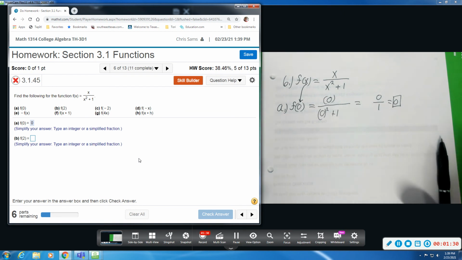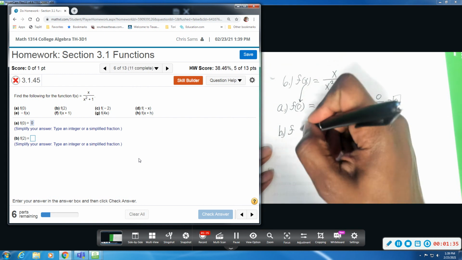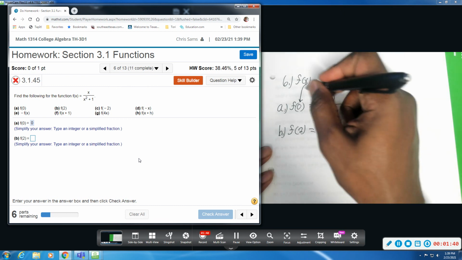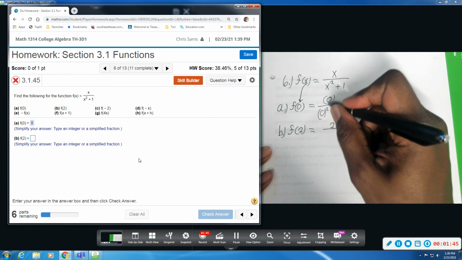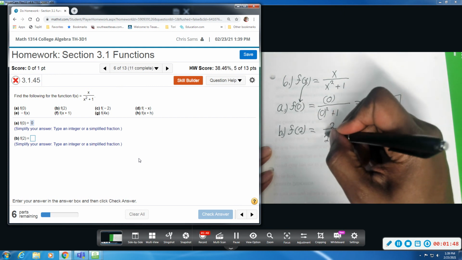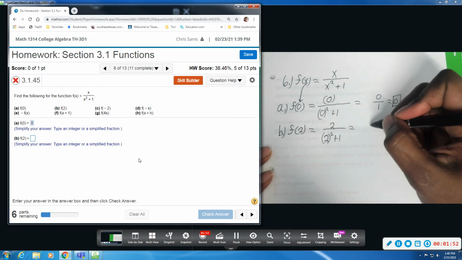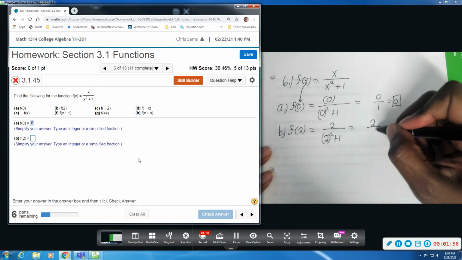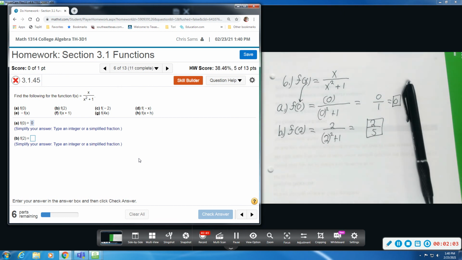Okay, so now we want to do f of 2. So the same thing, it's just a little pattern here. Now we're going to plug in a 2 where x once was, following this pattern. So I'm going to plug in a 2 on the top. On the bottom, instead of x squared, we're going to be plugging in a 2 squared and then plus 1. So on the top we just have 2. 2 squared is 4 plus 1, we get 5. So this time we just have 2 over 5. You can leave it in fraction form. So 2 divided by 5.